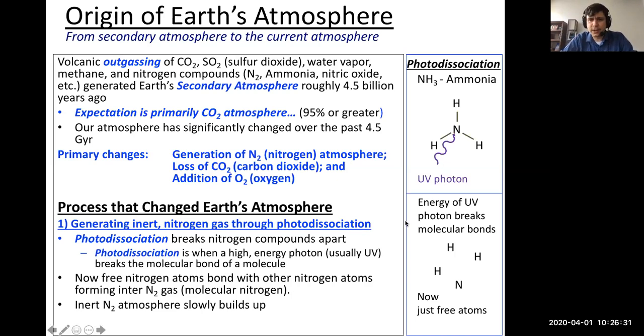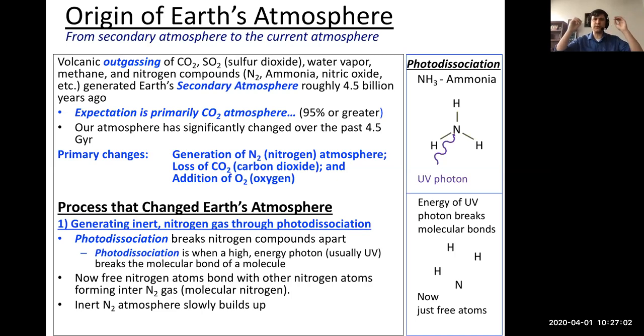So again, a UV photon comes along, the energy of the ultraviolet photon is stronger than the molecular bonds holding the molecule together, so that photon can break apart those molecular bonds in a process we call photodissociation, freeing up a whole bunch of nitrogens, which then can get together and will form the molecule of nitrogen, which is one of the strongest molecules out there, and it's inert, so it doesn't chemically react. So once you create it, it just sits there.